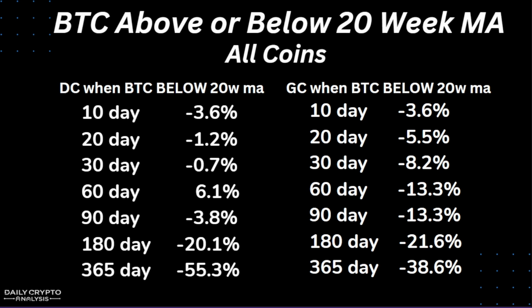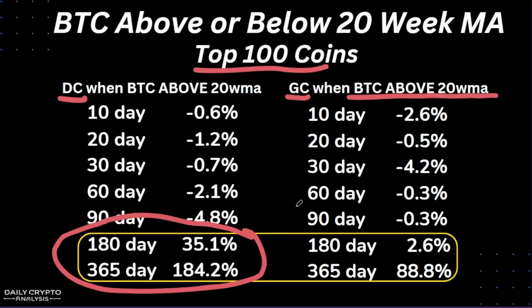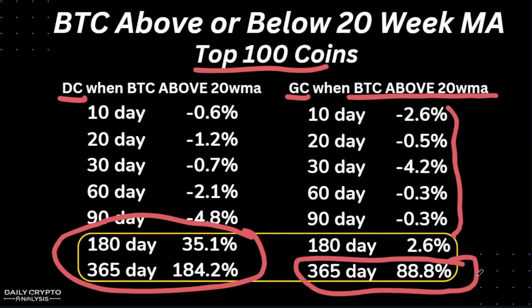And then when you come out here to the top 100 coins, even these shorter to medium-term timeframes have negative results. It's not until you get all the way out to 365 days that you might see positive returns, 88%. Still nothing to scoff at. The optimal time to be moving into these altcoins tends to be when they make a death cross. In other words, they sell off and Bitcoin is above its 20-week moving average.